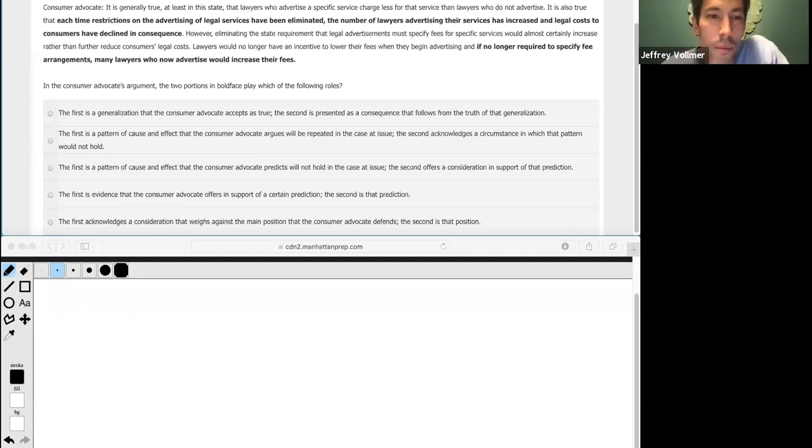All right, we've got double boldface here. I'm going to go find the conclusion and see how they relate. All right, the first one's not a conclusion. I don't think the second one is either because it says it's true. All right, big pivot here, however.